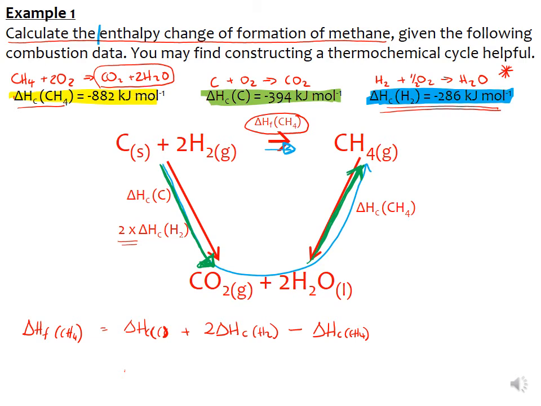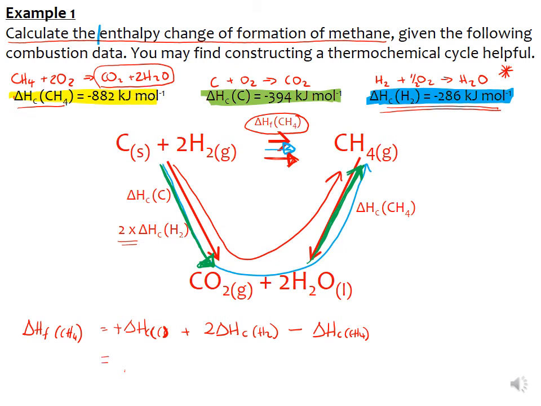So just have a look at what I've just done there. We want to go from left to right on the top equation, so we're going to follow it around that way. So look at the direction of the arrows. So plus delta HC for carbon, plus 2 lots of delta HC for hydrogen, minus delta HC for methane.